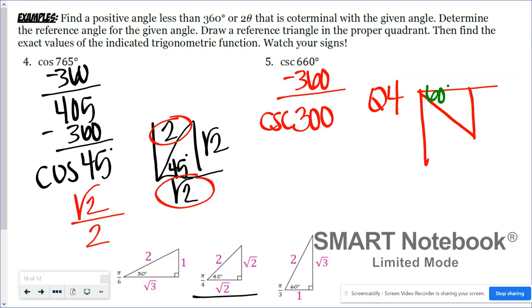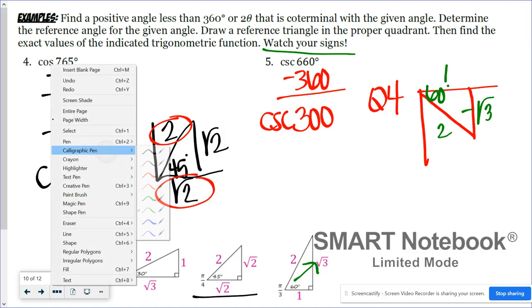And so now I'm going to label the sides accordingly. So opposite the 60 is the square root of 3. The hypotenuse is always 2. And the third side is 1. Watch your signs. Here in quadrant 4, y is negative. And finally, you're ready to write your trig ratio.